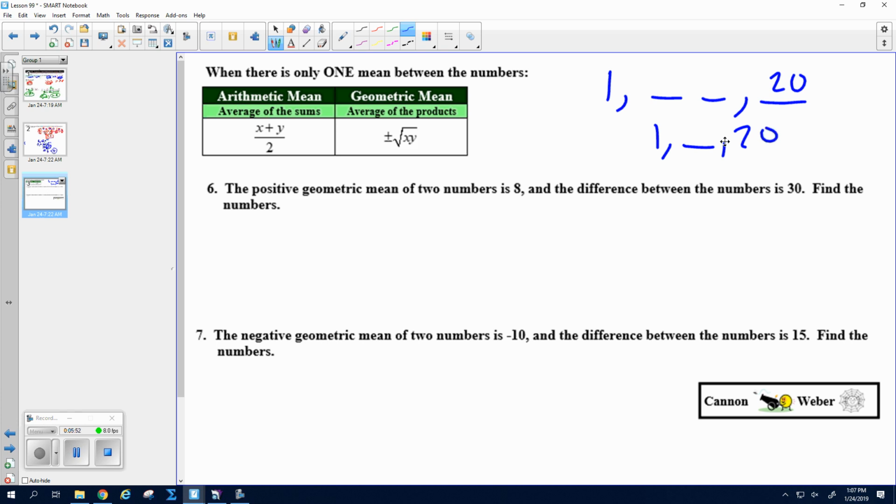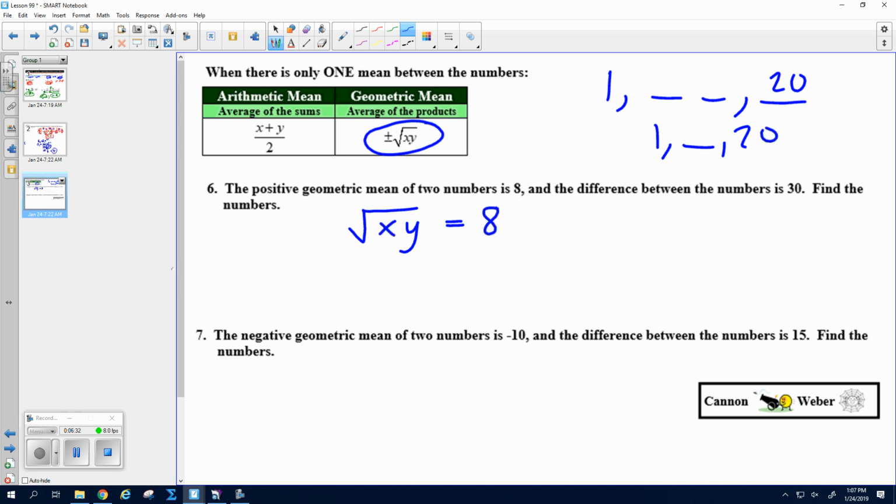So for number 6, the positive geometric mean of two numbers is 8. We don't know the two numbers. The difference between the numbers is 30. Find the numbers. So we're writing two equations to represent those. Anyone think they can tell me how to write the positive geometric mean of two numbers is 8? Yep, this is the geometric mean. We're going to do the positive one, so I'm going to put a plus in front of that, and it is 8. Okay, the difference between the two numbers is 30.